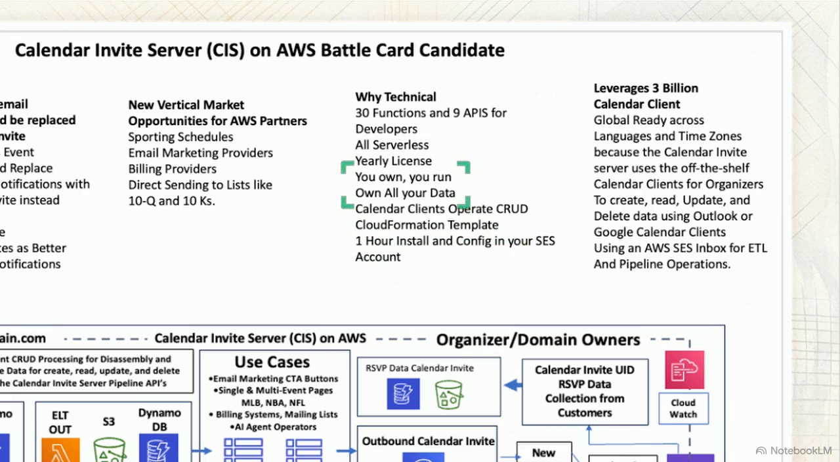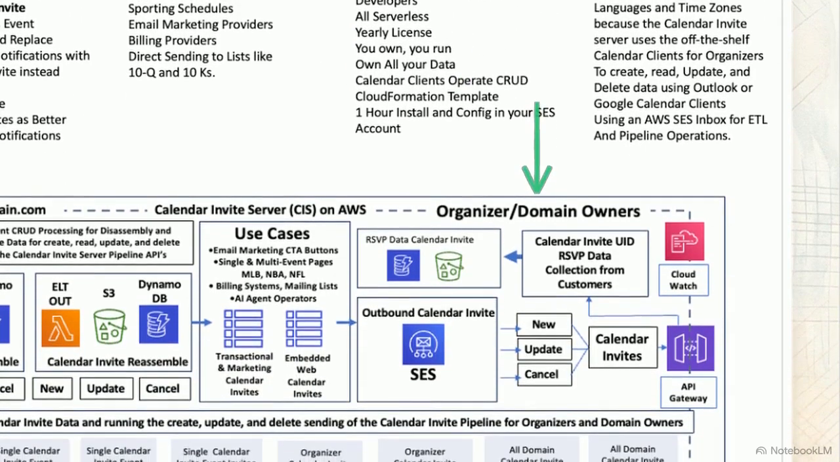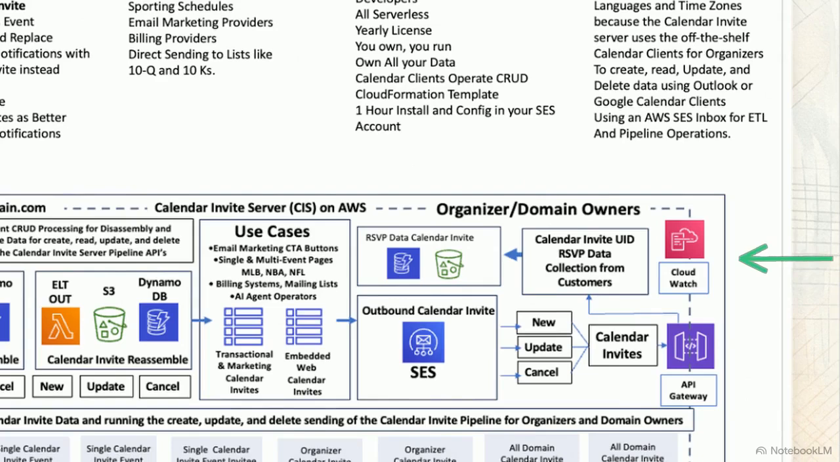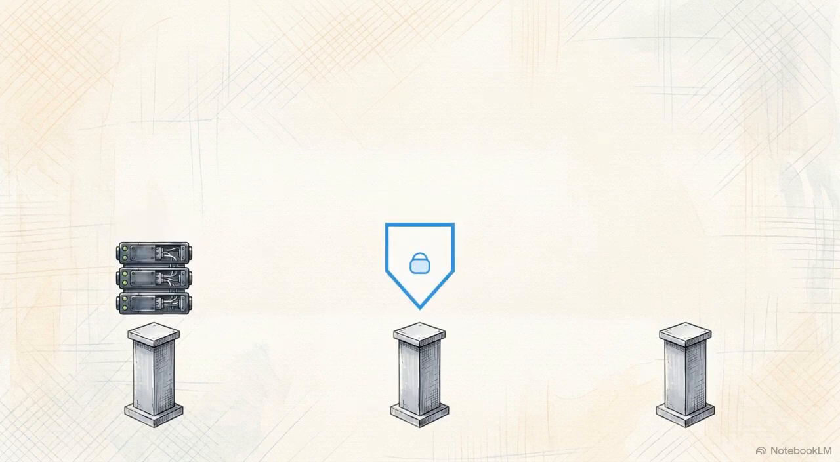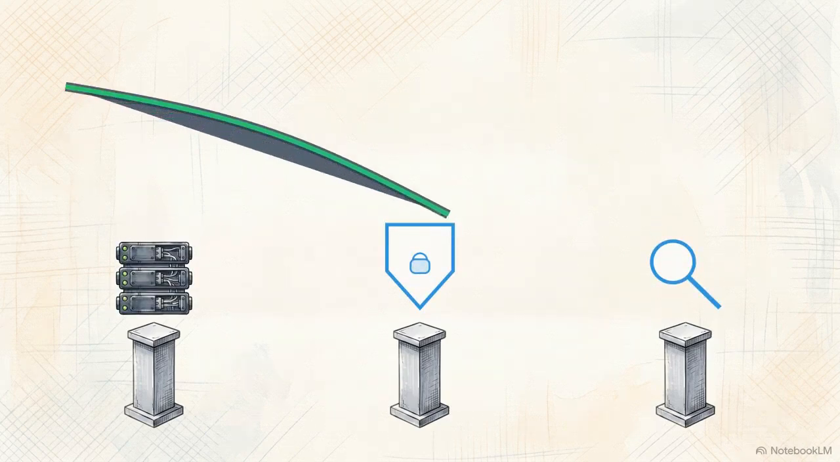Because the system resides within the user's AWS environment, the domain owner retains exclusive control over their user lists and telemetry, rather than handing that data to a third-party vendor. By refactoring notifications into a serverless pipeline, organizations can manage massive scale, reclaim their data, and maintain full observability at a fraction of legacy costs.